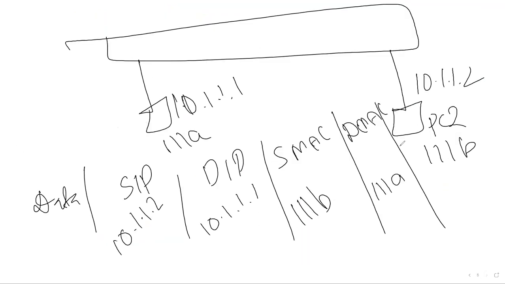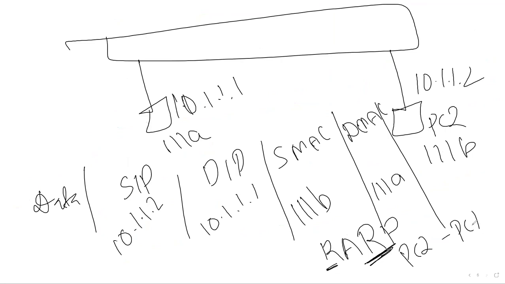Now it will fill that BB. So this is the return traffic, which will be sent by RARP, reverse address resolution protocol, from PC2 to PC1. Again, the same procedure. It will come to F02.